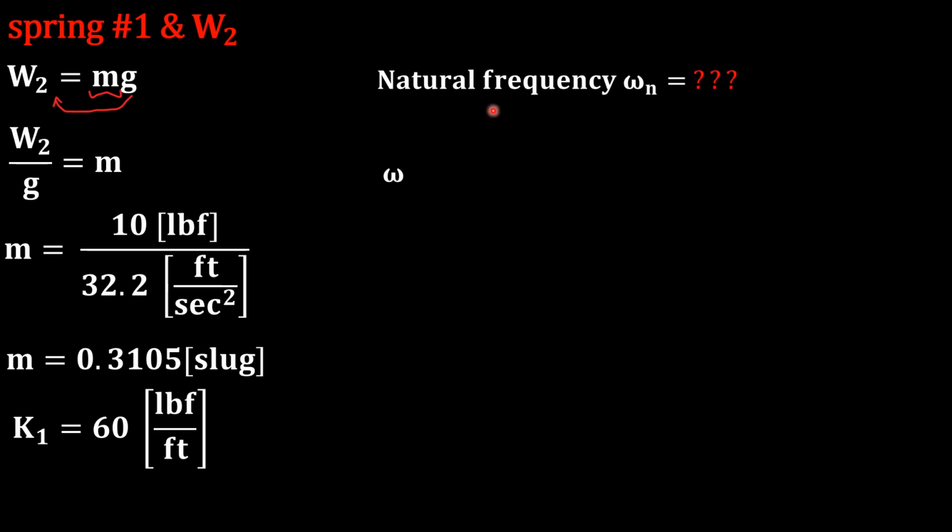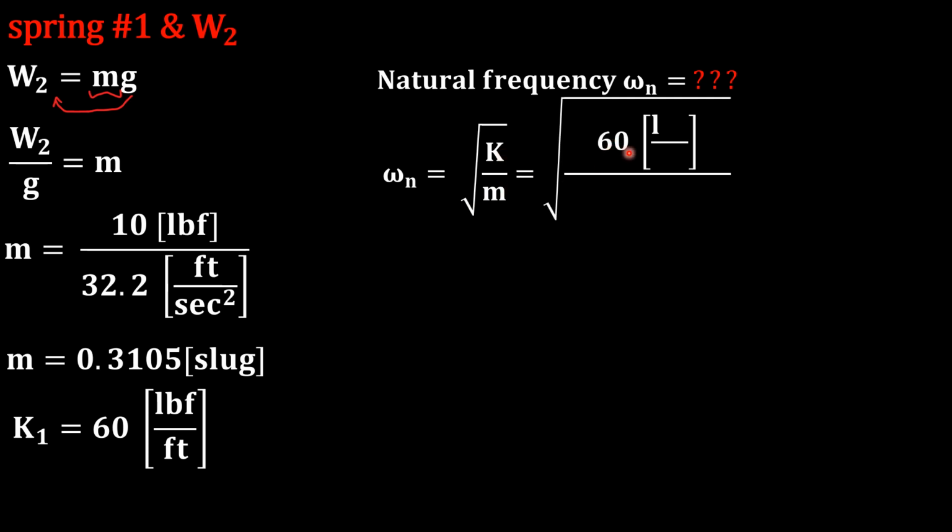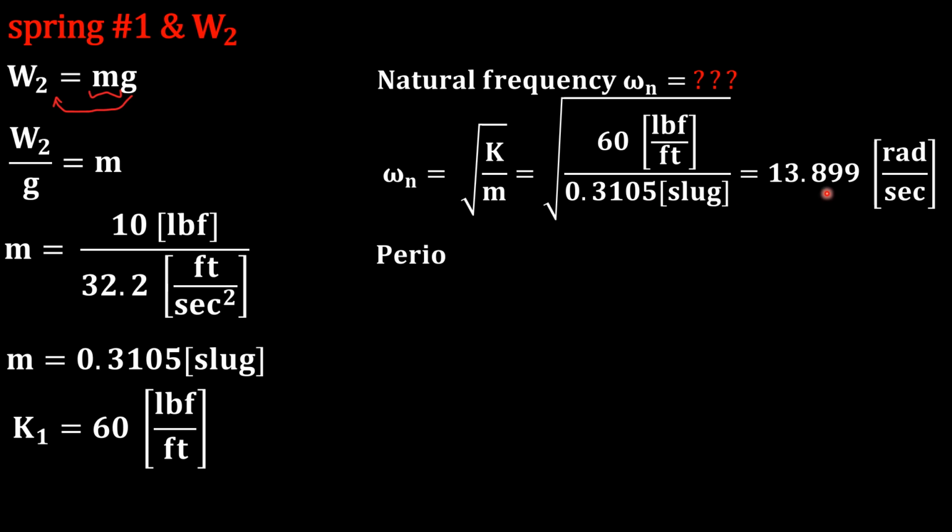Here we want to find the natural frequency, which is the square root of K over M. K we found to be 60-pound force per foot, divided by the mass we found, 0.3105 slugs, and that gives us 13.899 radians per second.